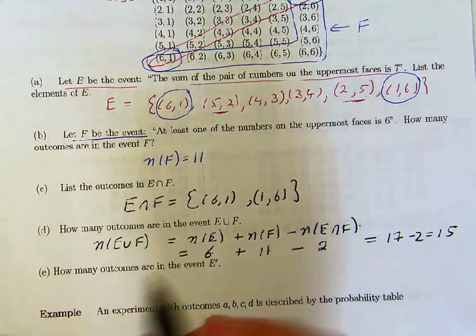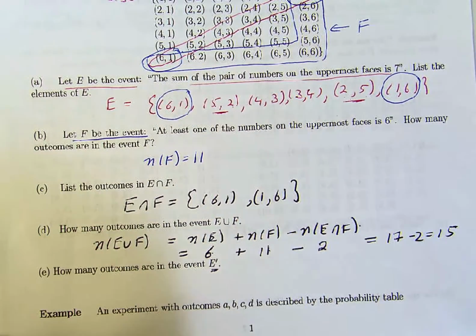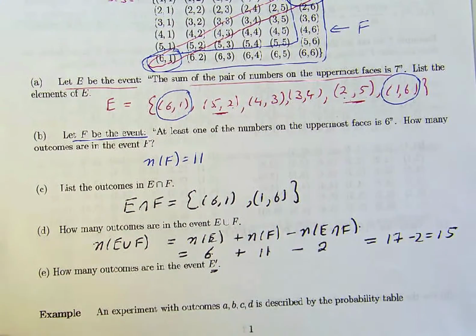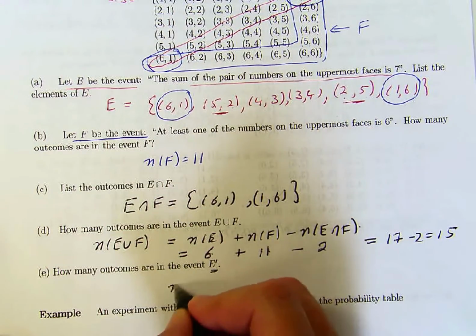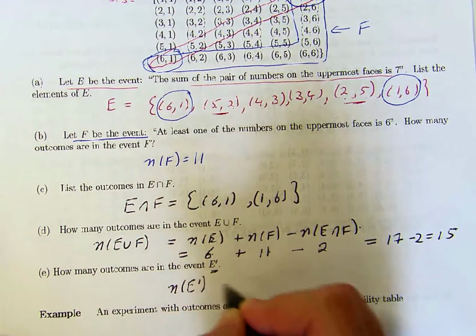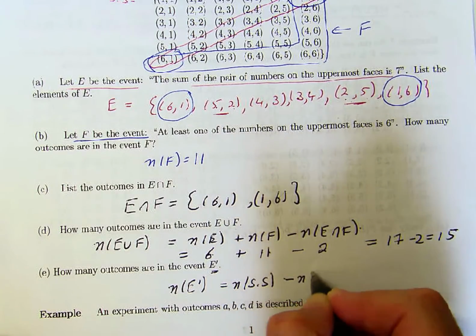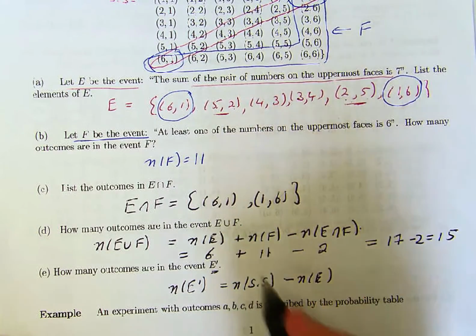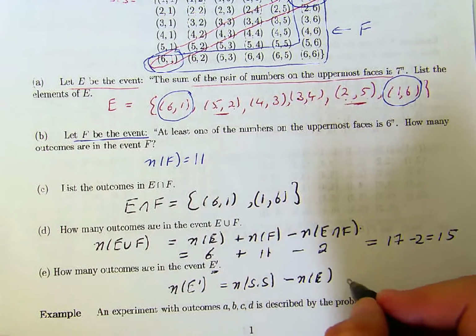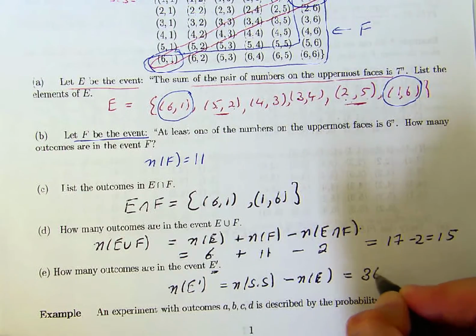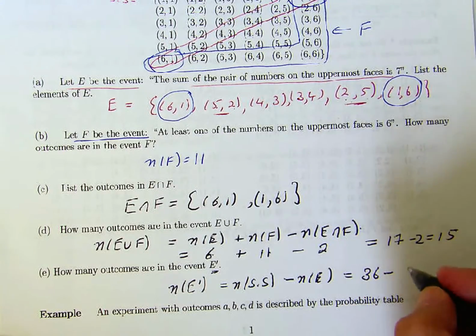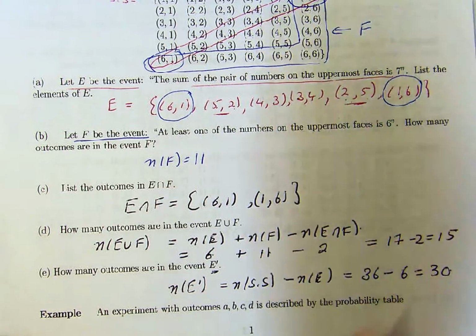How many outcomes are in E complement? Well, this is all 36 outcomes minus the number of things in E. So the sample space here is playing the role of the universal set, and the number of things which are not in E is 36 minus the number of things in E, which is 36 minus 6, which is 30.